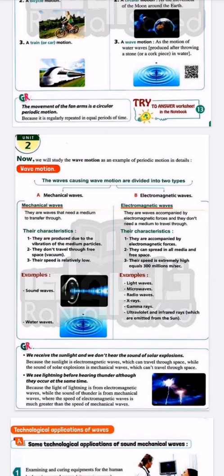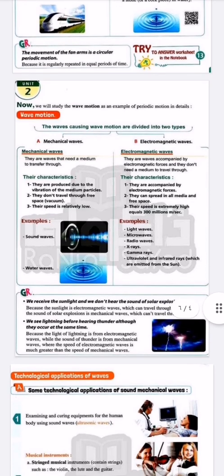Their characteristics: they are produced due to vibration of the medium particles. They don't travel through space or vacuum, so they need a medium. Their speed is relatively slow. Examples are sound waves and water waves.